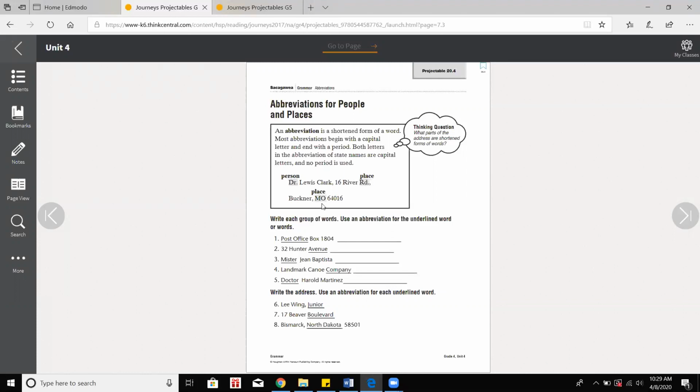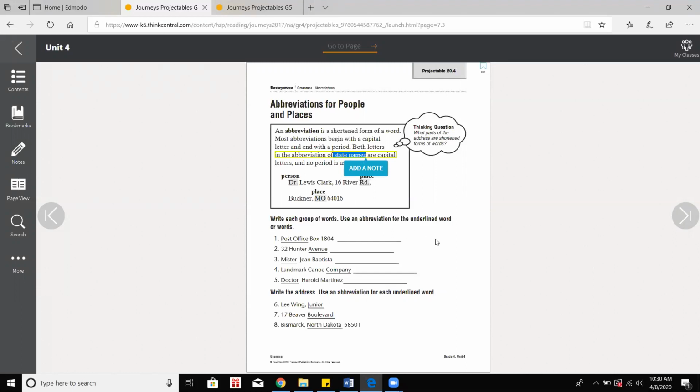Okay, what about if you have a state name of the United States, for example, MO? This is the abbreviation actually for Missouri, right? So you have to write capital letter M and capital letter O, because as mentioned in our definition in here, if you are naming state names, then both letters should be capitalized. Okay, let's not forget that.